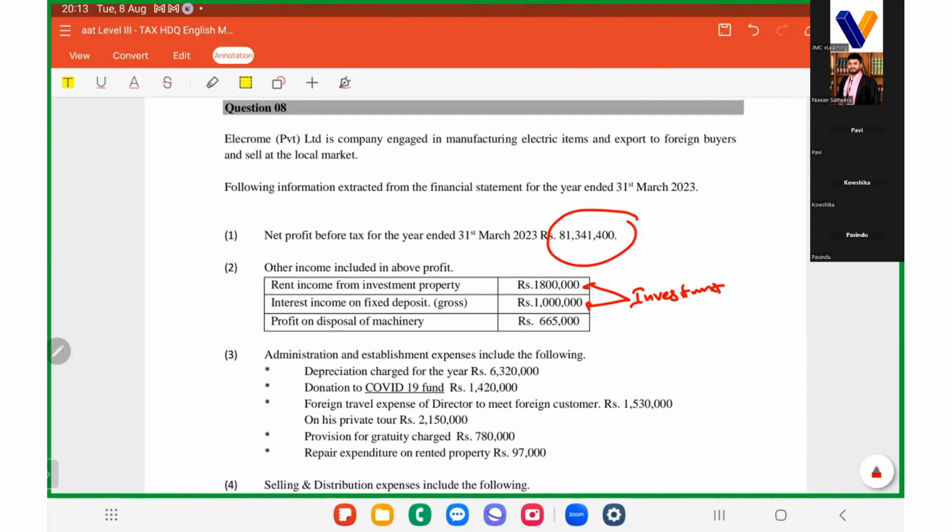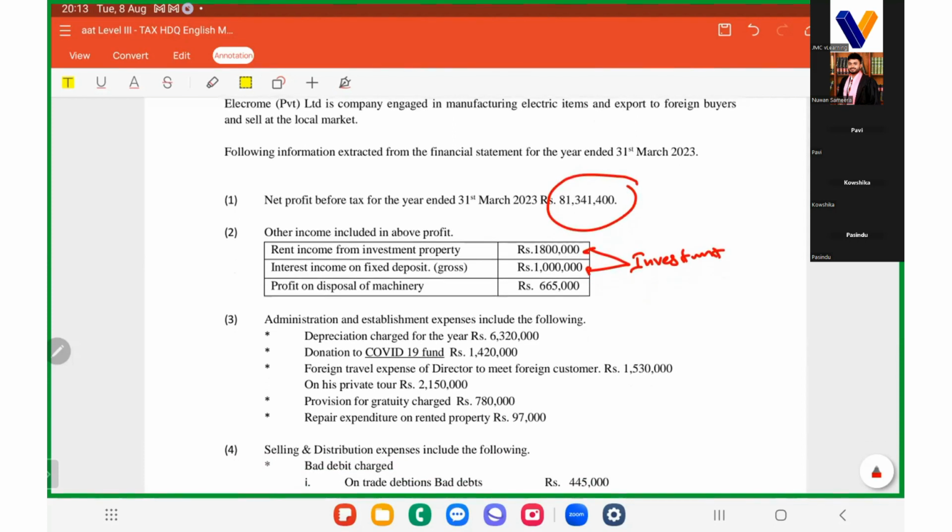The administrative and establishment expenses include the following. The depreciation is not allowed. The COVID donation, any donation is not allowed under the business income, but you can take that as a section 52 deduction, right? The foreign traveling expense of the director to meet the foreign customer: if there are foreign traveling expenses for the business purpose, you can deduct that as an expense. If that is a personal expense, that is not allowed.